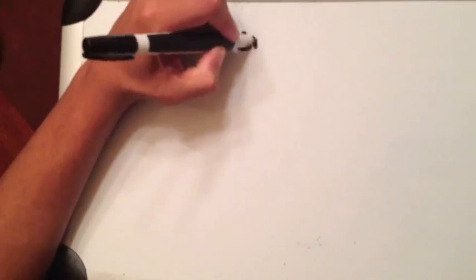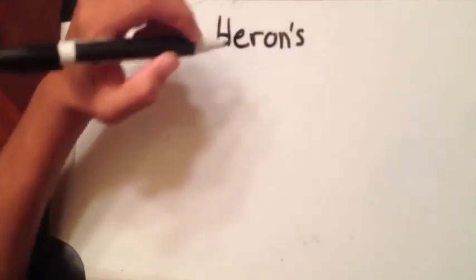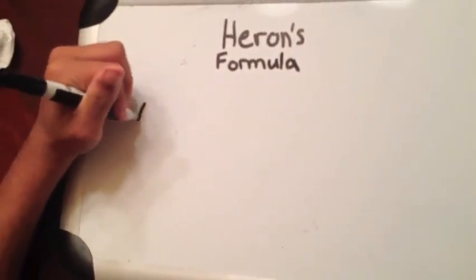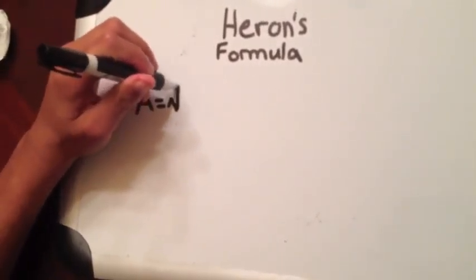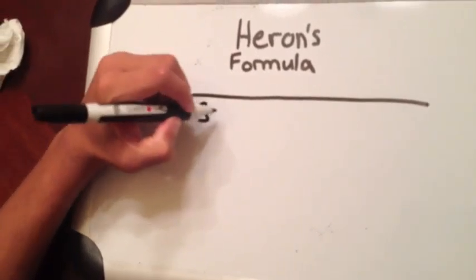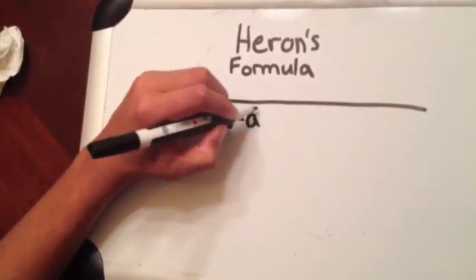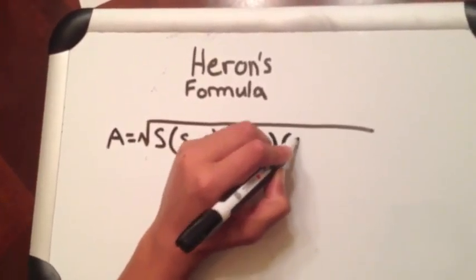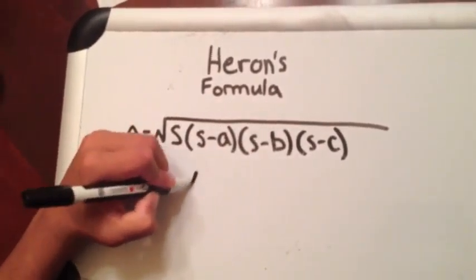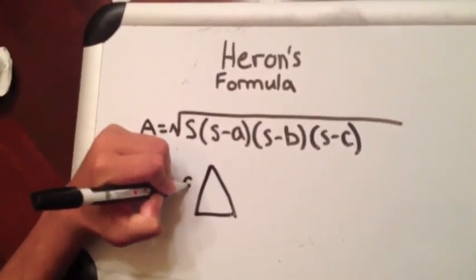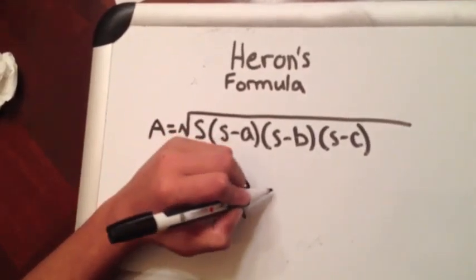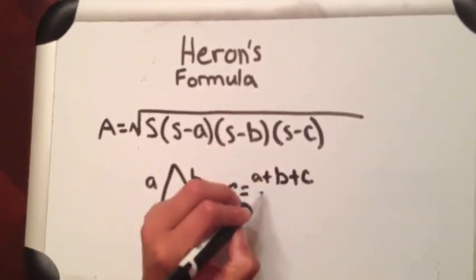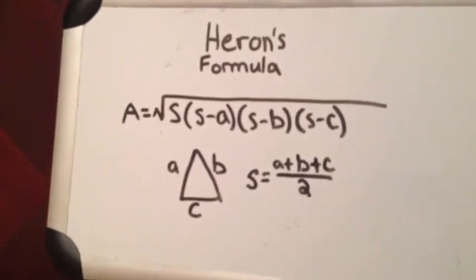So Heron found something called Heron's Formula, which uses the three sides of a triangle to find the area, and it says that area is equal to the square root of S times S minus A times S minus B times S minus C. So A, B, and C are the three side lengths, and S is equal to A plus B plus C, all divided by 2.